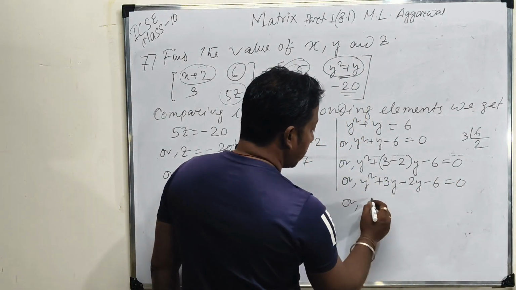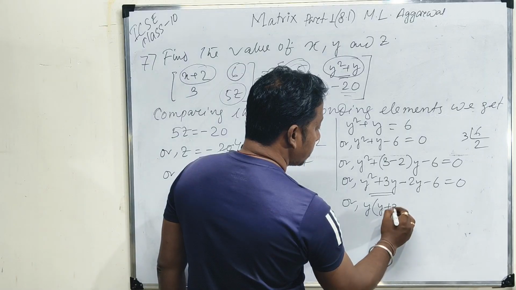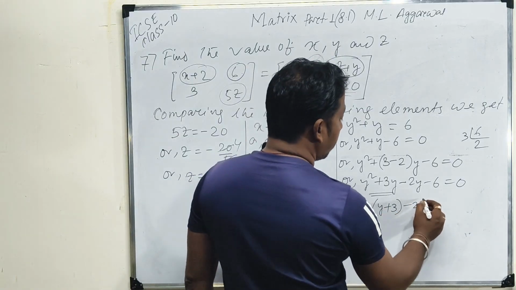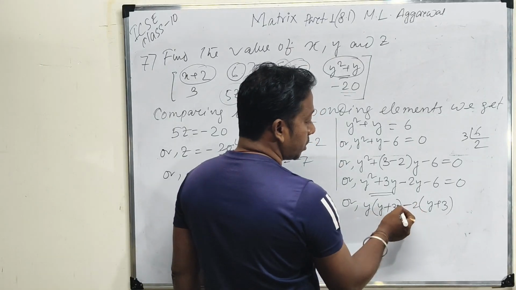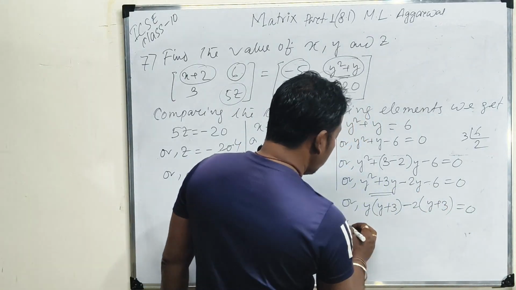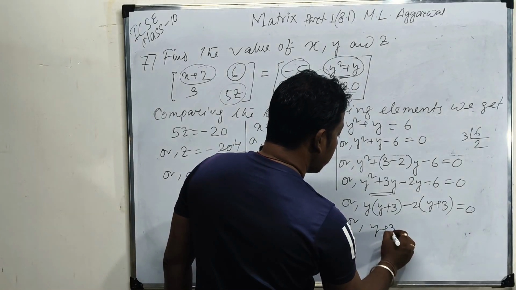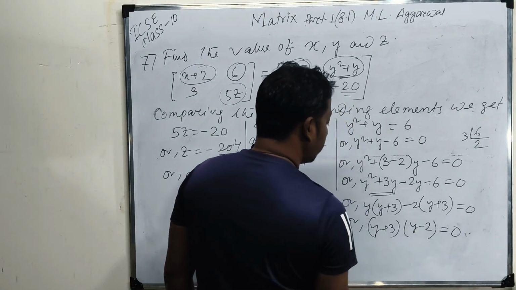Take a common, from here you can take the common y, we get y plus 3, and here take the common 2, that is y plus 3, because we are taking the minus common, this minus is converted to plus. So y plus 3 times y minus 2 is equal to 0.